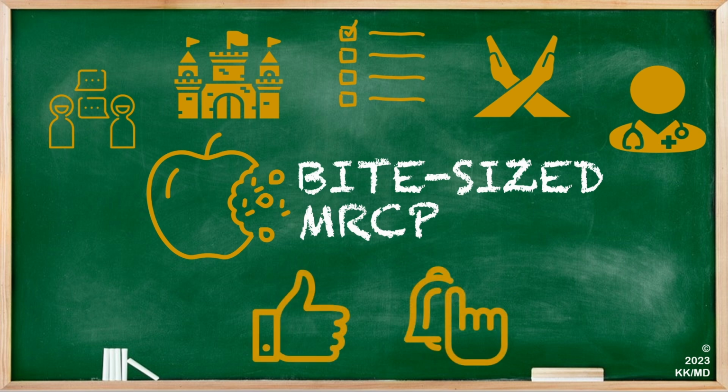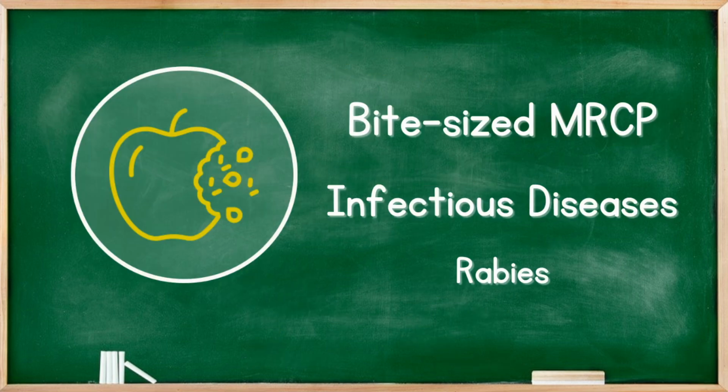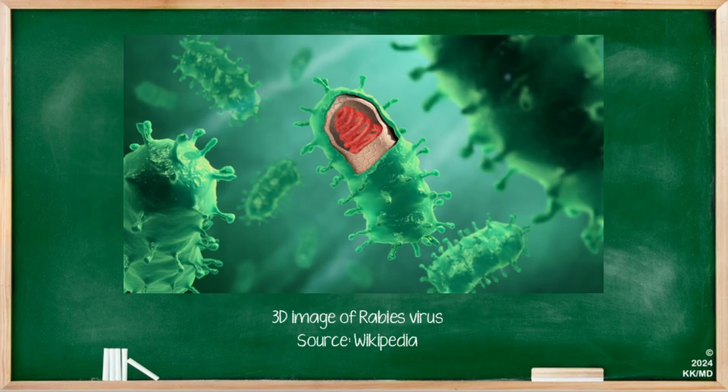Now, without further ado, let's get into today's topic, which is on rabies. So this is a 3D image of rabies virus, and it's quite uncommon to be given a picture of different viruses and bacteria in your MRCP exam. However, it's a good idea to have a rough understanding of what they might look like, in case this was going to be a question.